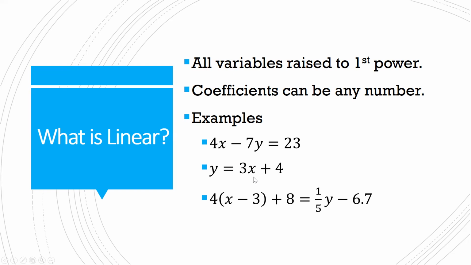Now, there's a little bit more to it than that. For instance, we also don't allow x being multiplied times y, and we also don't allow x to the first power in the denominator. But for the sake of an intro video, you should think variables need to be to the first power. Coefficients and constant numbers can be anything we want.